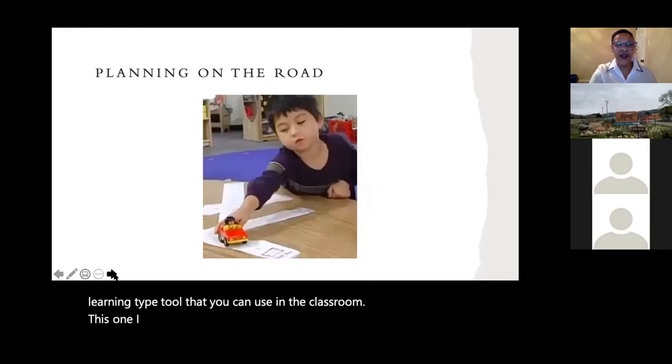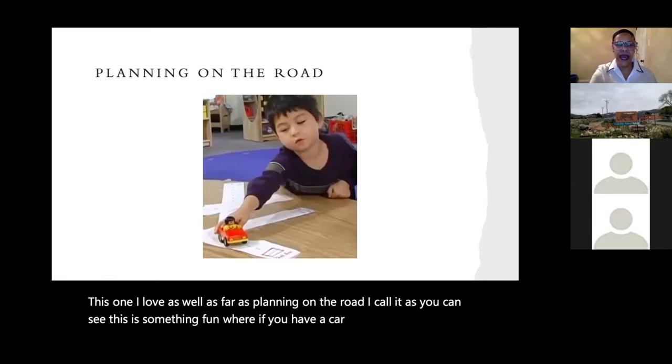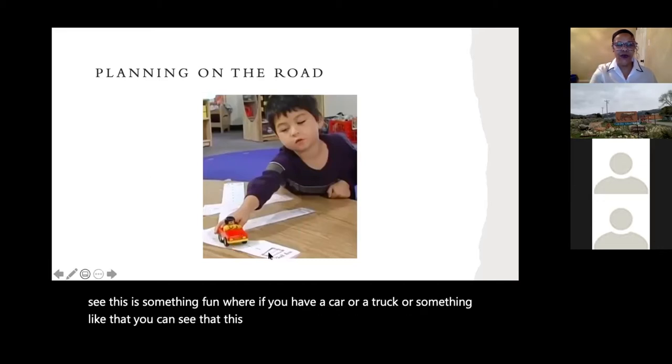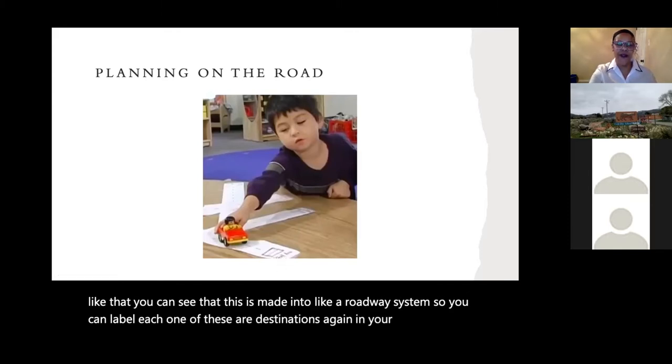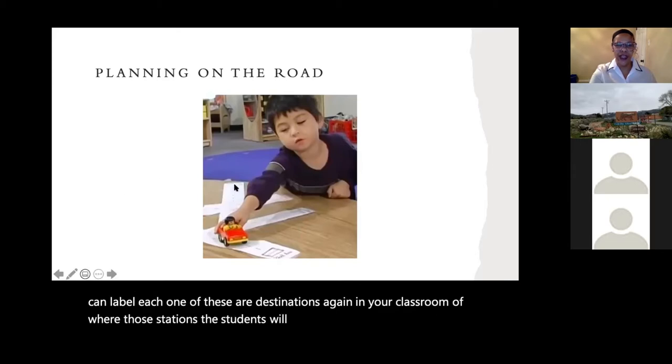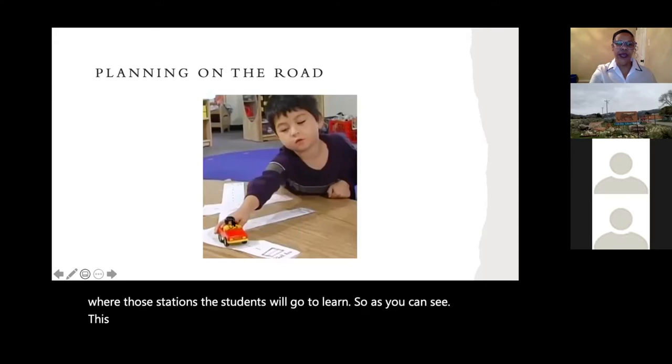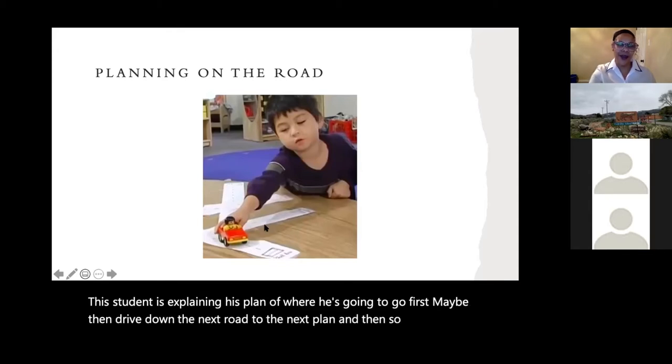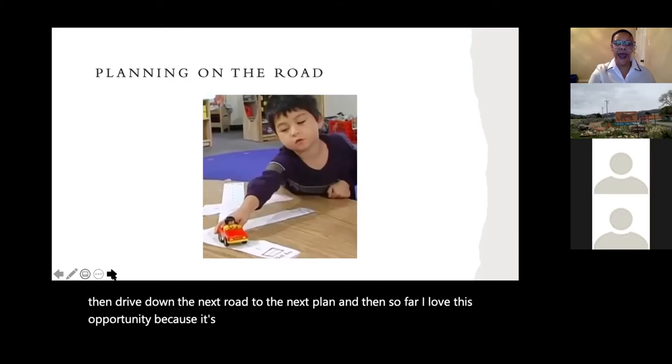This one I love as well, as far as planning on the road, I call it. As you can see, this is something fun where if you have a car or a truck or something like that, you can see that this is made into like a roadway system. So you can label each one of these as destinations in your classroom, where the students will go to learn. So as you can see, this student is explaining his plan of where he's going to go first, maybe then drive down the next road to the next plan, and so forth. I love this opportunity because it's so interactive and creative for students to see ways of building a plan.